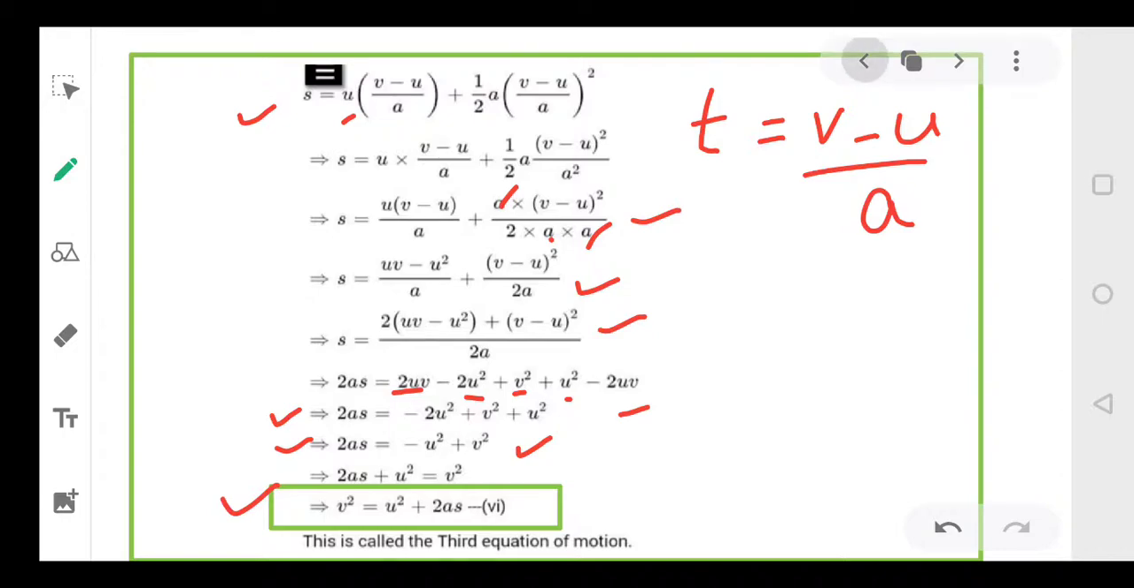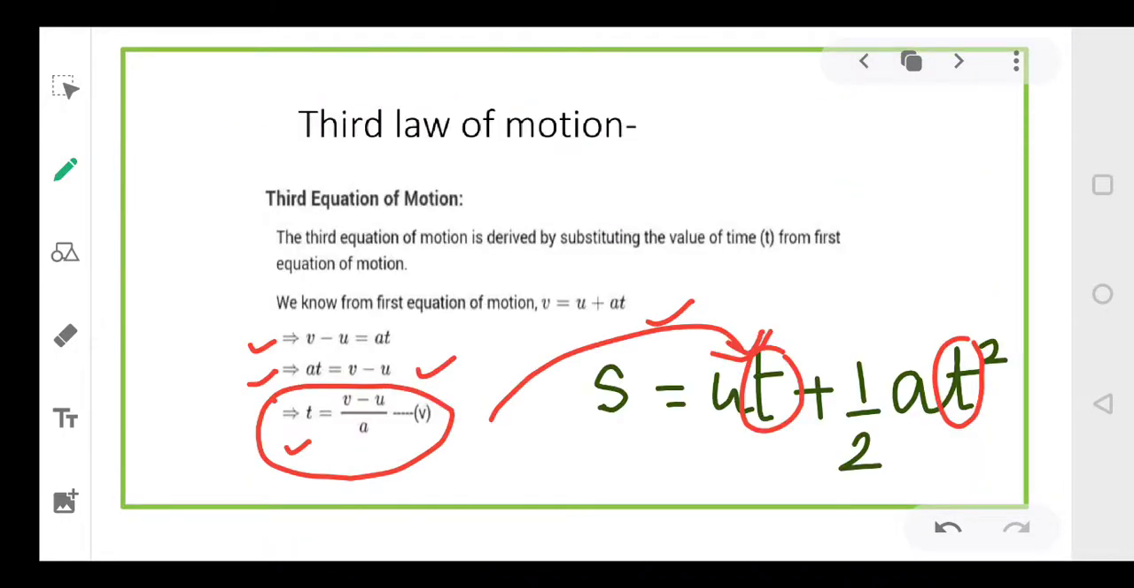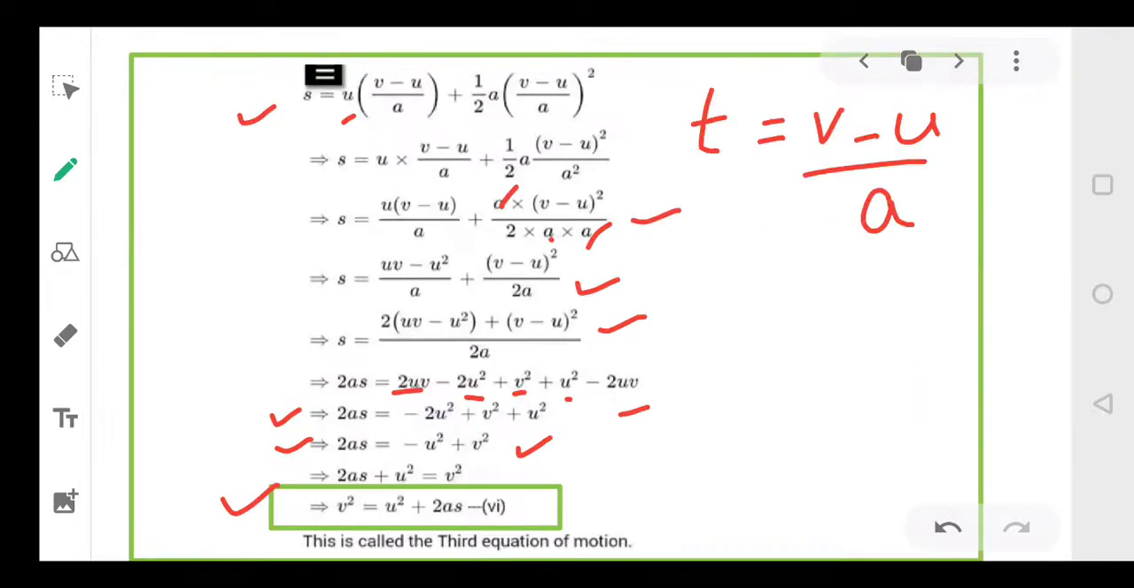Let's see again. V minus U is equal to AT. So the value of T we have calculated from here: T is equal to V minus U upon A. Then we will put this value of t in the second equation of motion, right?